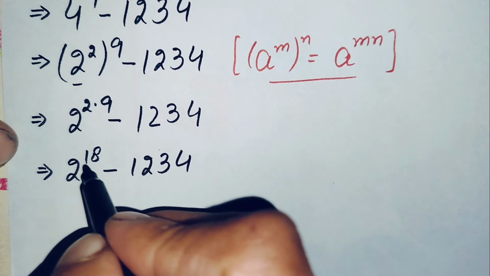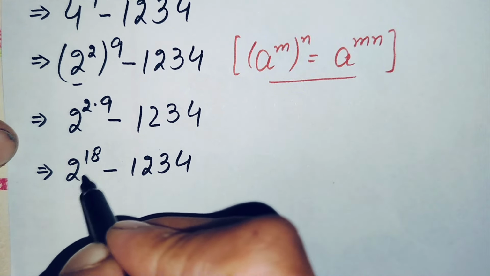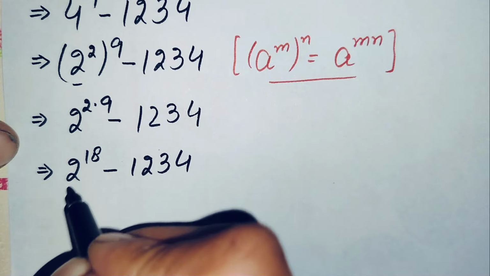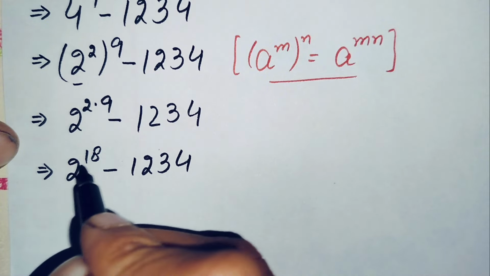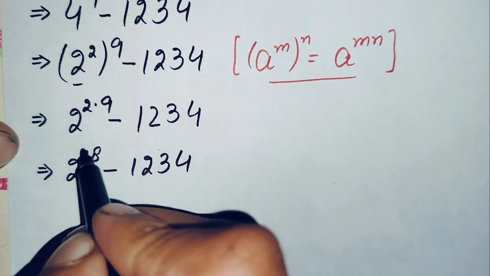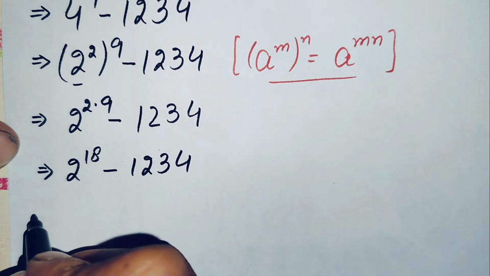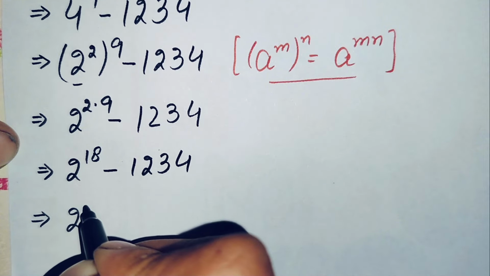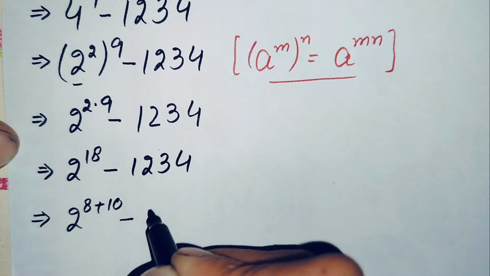Now here in this step we will try to find out the value of this term 2 raised to power 18. But what is meant by 2 raised to power 18? 2 raised to power 18 means we need to multiply 2 eighteen times, so it may be very difficult to find and multiply 2 eighteen times. So what we'll do here? We will do some changes in this power to find out this value. In the next step we will replace this power 18 with the sum of 8 plus 10, minus 1234.